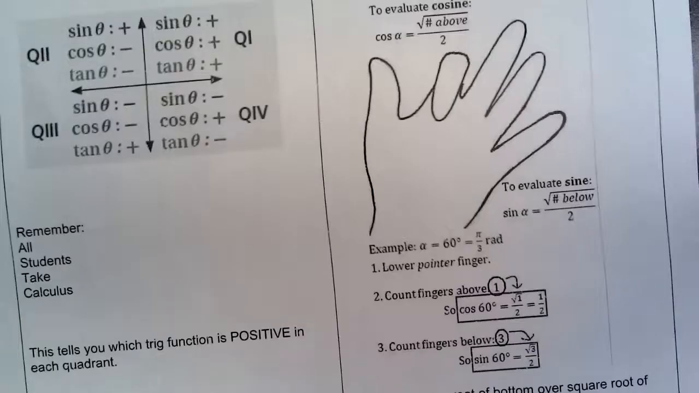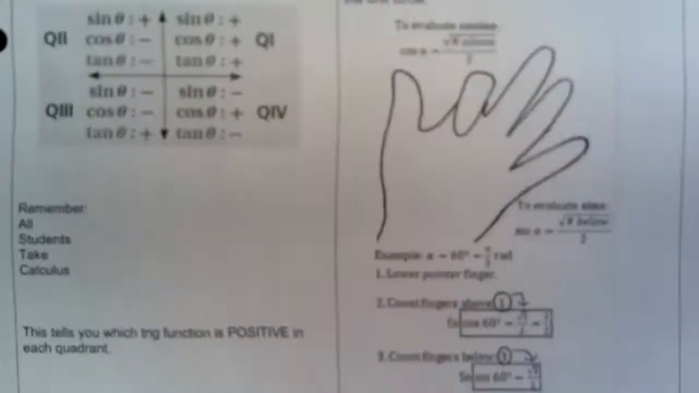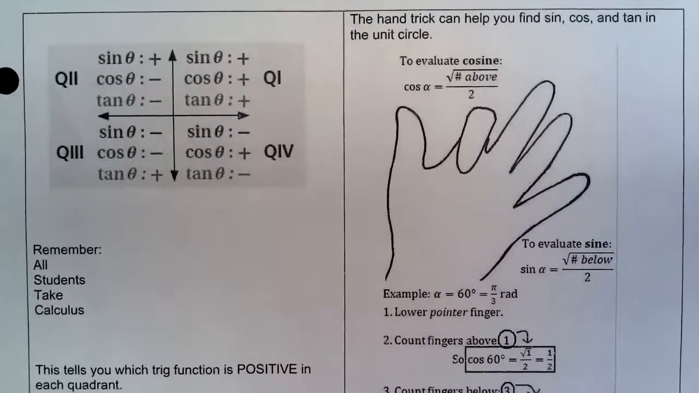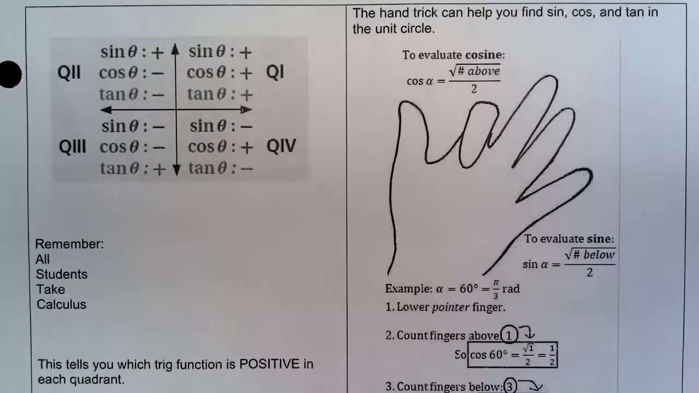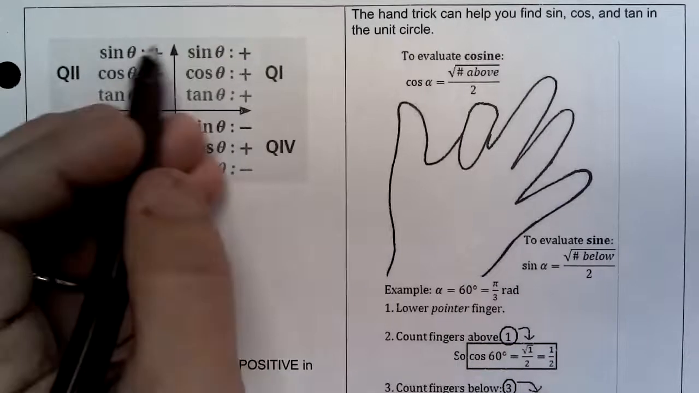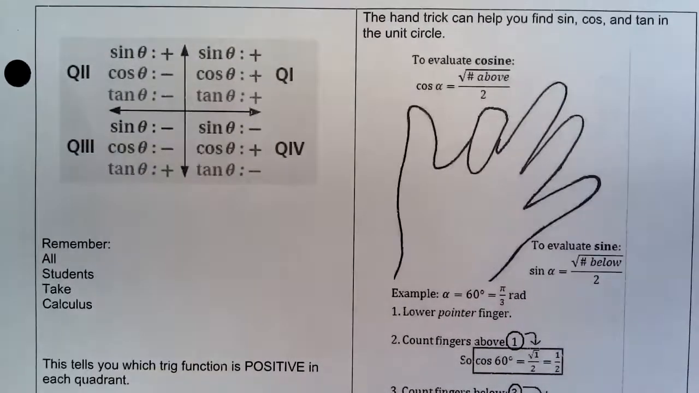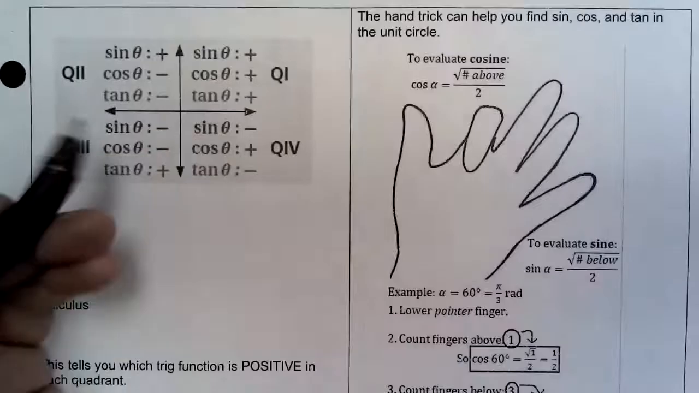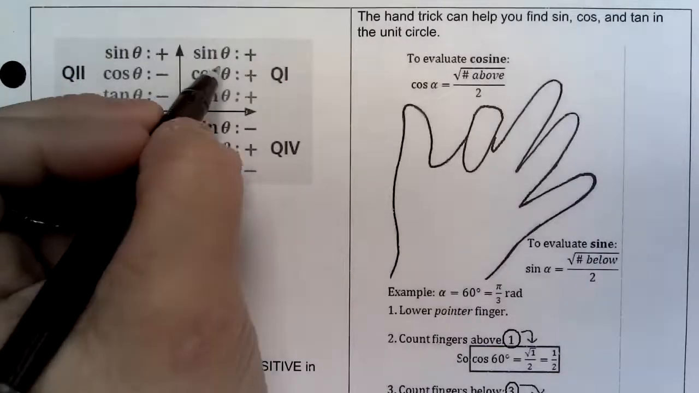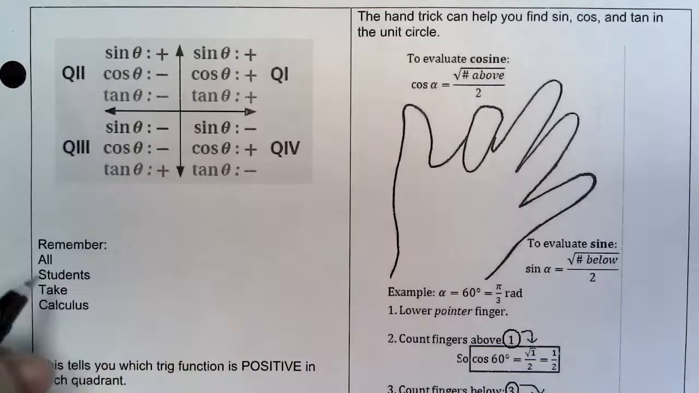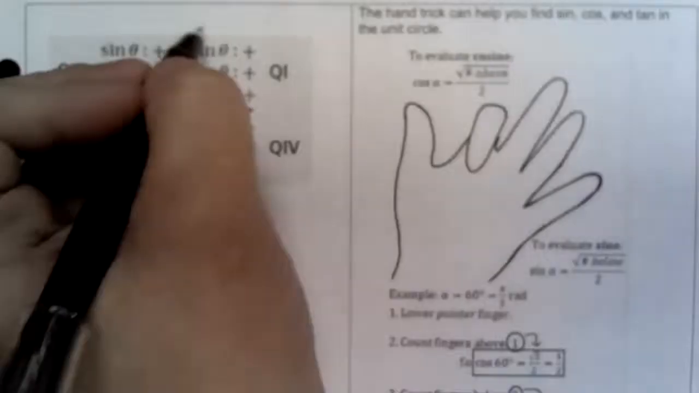Let's take a look at how, if you want to find a value without using the unit circle, you can also use your hand trick. These are our 4 quadrants of our XY coordinate plane. In quadrant 1, everything's positive, so, all.